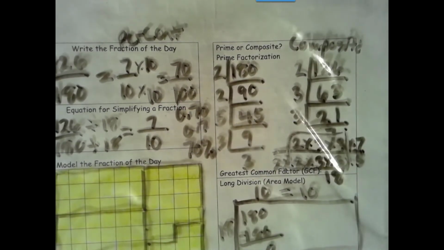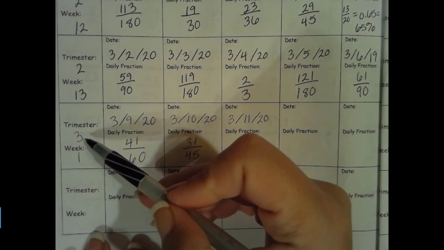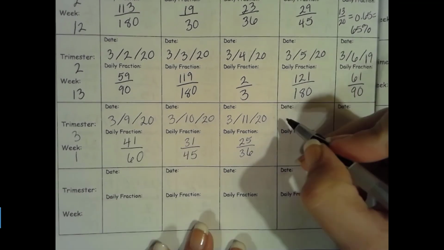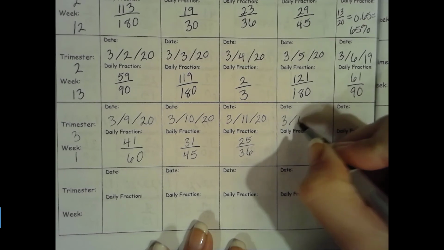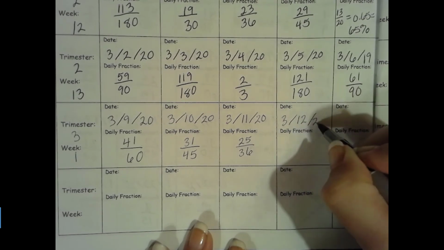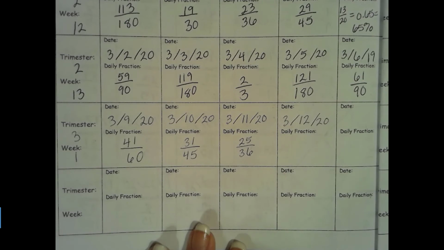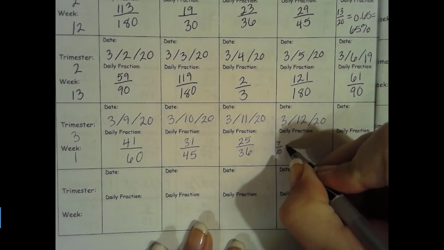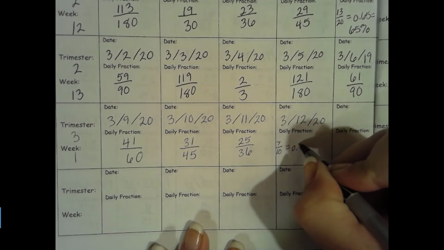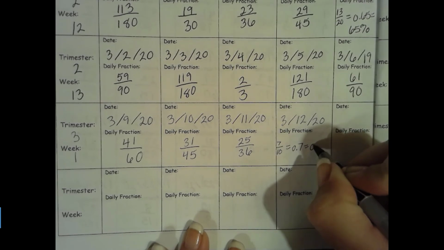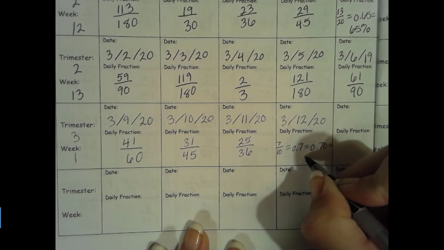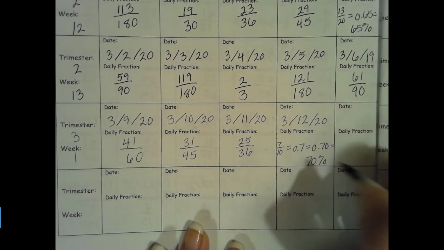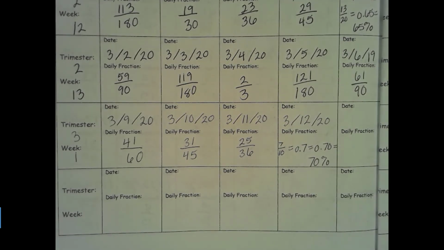Alright, let's go ahead and fill in our data collection page. We are in trimester 3, week 1. Today is 3/12/2020. Our fraction for today is 7 tenths, which is equivalent to 70 hundredths, which is equivalent to 70%. We have completed 70% of the school year. We have 30% left to do.